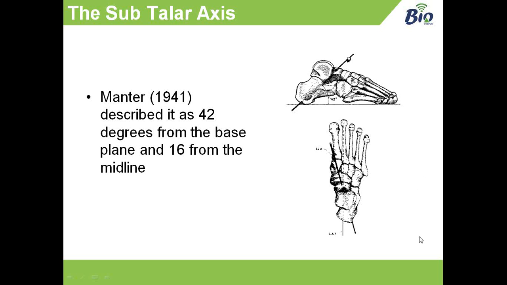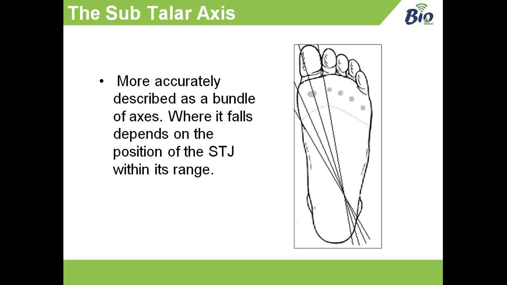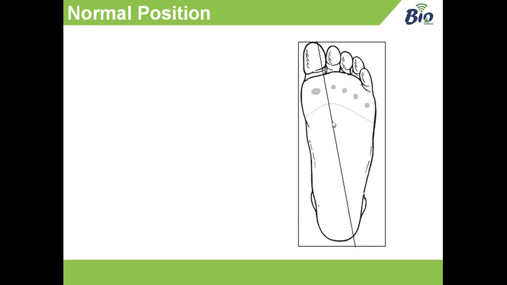So probably more accurately now, it's described as being a bundle of axes where it depends on the position of the subtalar joint, or which way the subtalar joint's moving, and it tends to fall in that range. So instead of having an axis which comes exactly 16 degrees from the midline, a normal could sort of fit anywhere in between that range, and it normally, as I say, does come in between there.